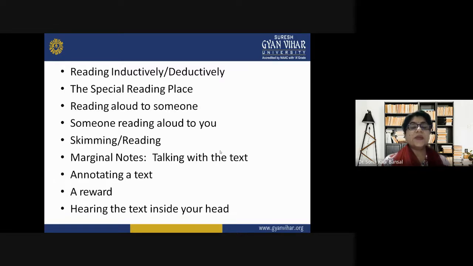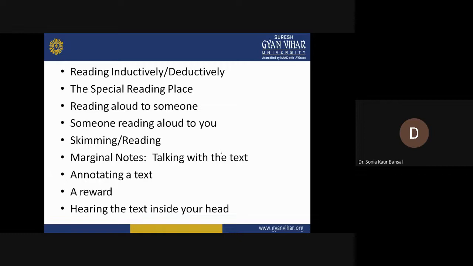A special reading place must be there so that the child is reading very attentively and there should not be any distraction. Reading aloud to someone so that the person can give you feedback in an appropriate way. Someone reading aloud to you. Skimming and scanning are two different things but must be done regularly. Marginal notes, talking with the text.